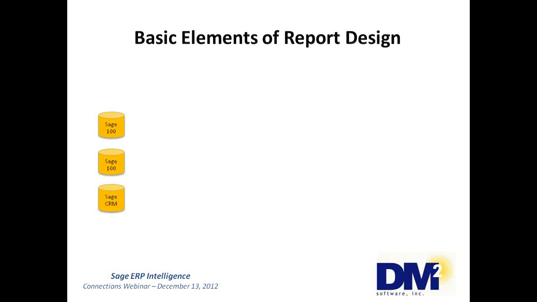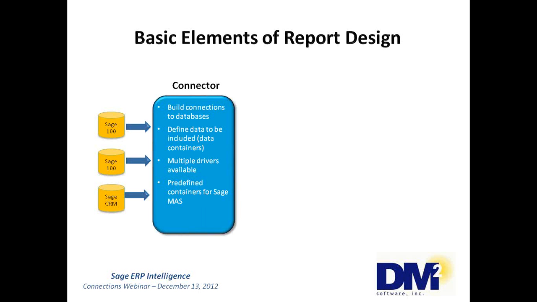If we look at it one more time from a different view, we can look at the report design part of it. Over on the far left side, we have silos that represent 3 different databases. We could have a Sage 100 from one database, 2 separate Sage 100s, and maybe Sage CRM. From there, we open the connector module, and remember, we would build that connection to that database, and we define in the containers the data to be included.